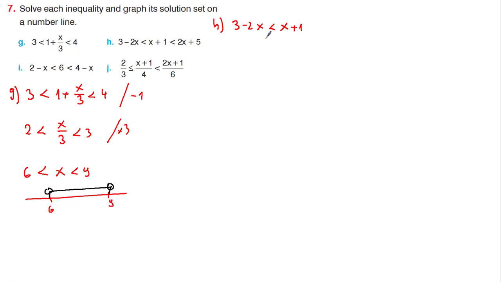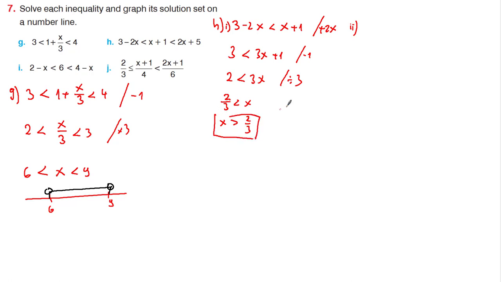So the first inequality would be this one, and let's label it first one, and the second one here. Let's try to solve the first one. Add 2x to both sides. 3 is less than 3x plus 1. We will subtract 1. So 2 is less than 3x. Divide both sides by 3. 2 over 3 is less than x, which can be rewritten as x is greater than 2 over 3. This is the first part.